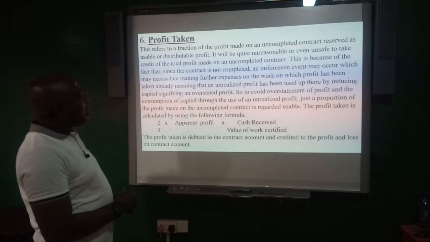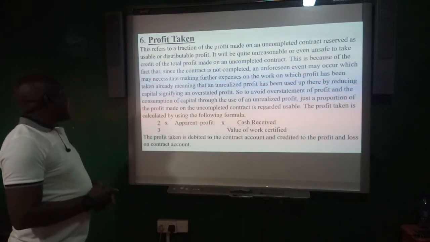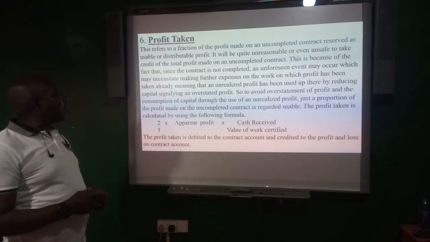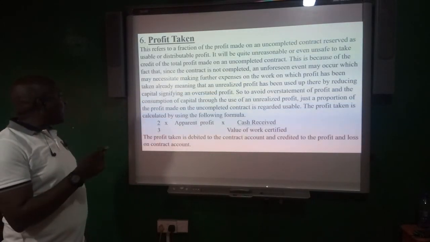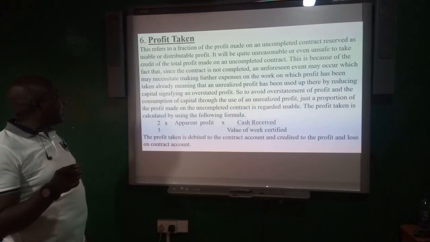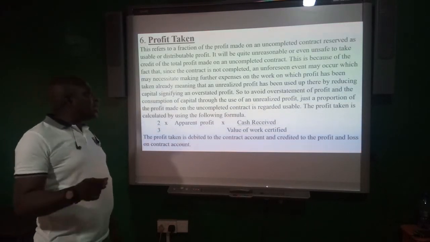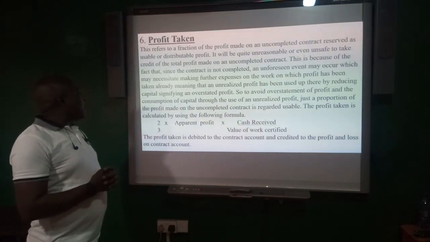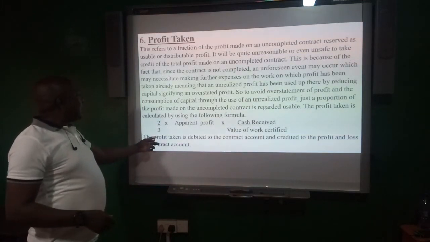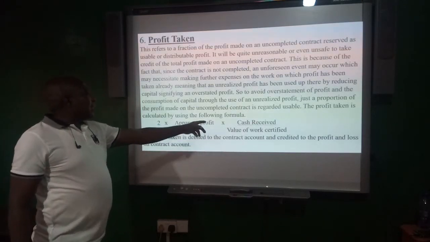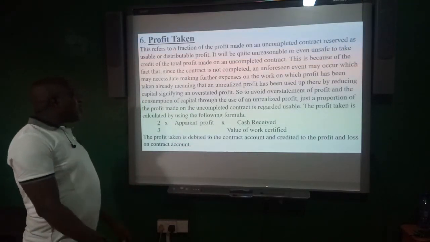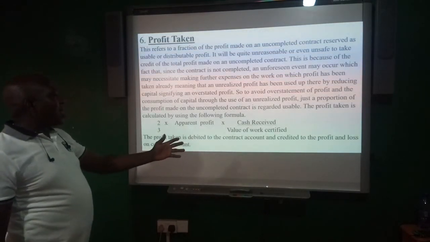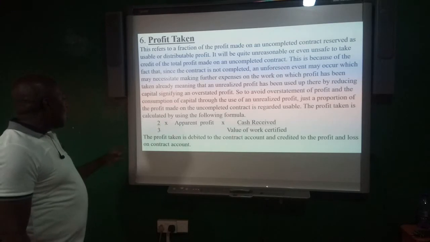So, to avoid overstatement of profit and the consumption of capital through the use of an unrealized profit, just a proportion of the profit made on the uncompleted contract is regarded as usable. The profit taking is calculated by using the following formula: 2/3 times apparent profit times cash received over value of work certified. The profit taking is debited to the contract account and credited to the profit and loss on contract.